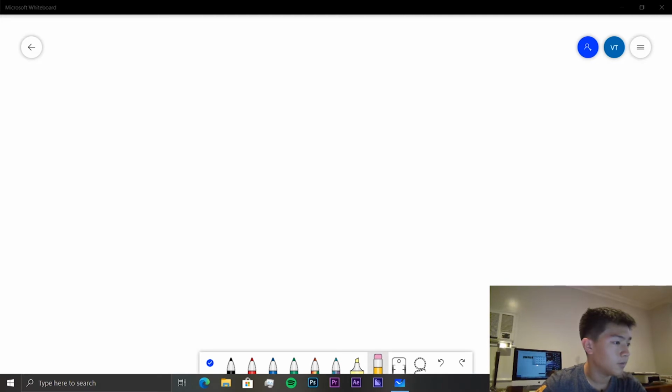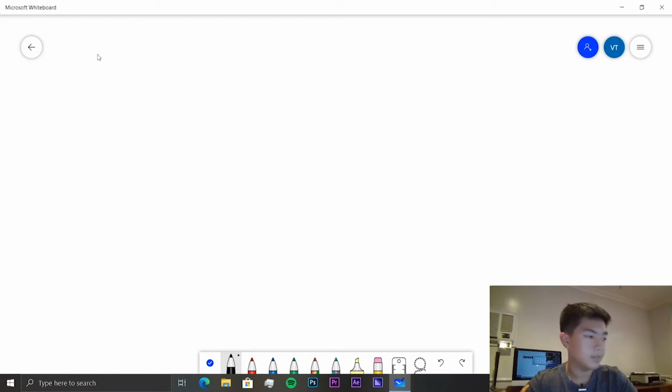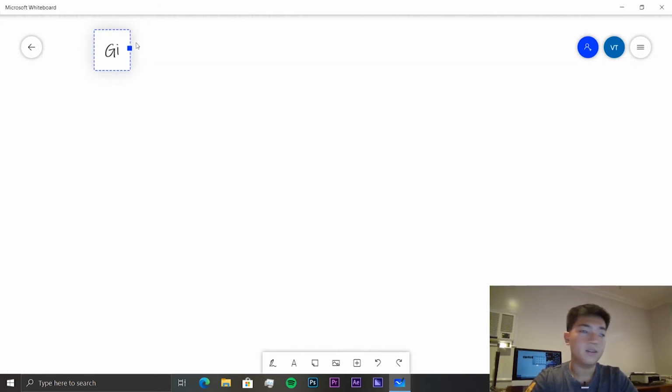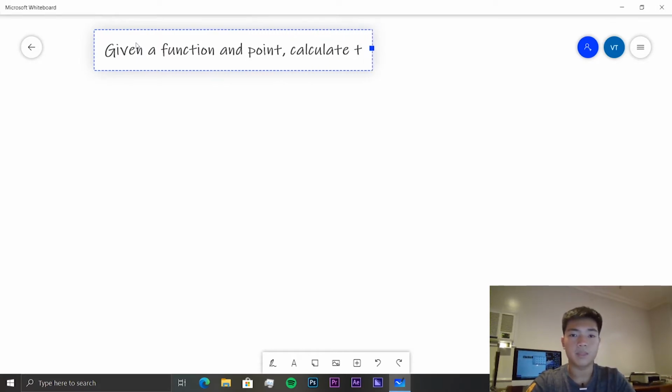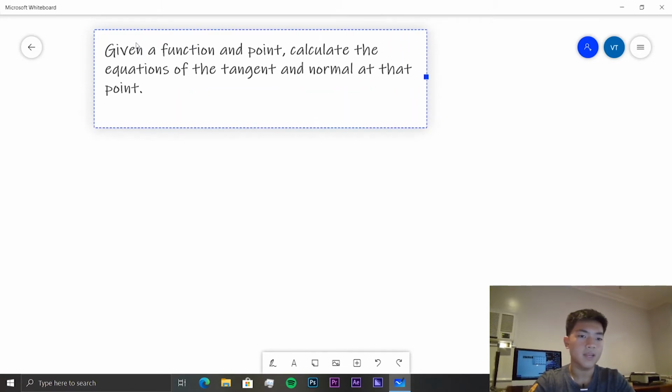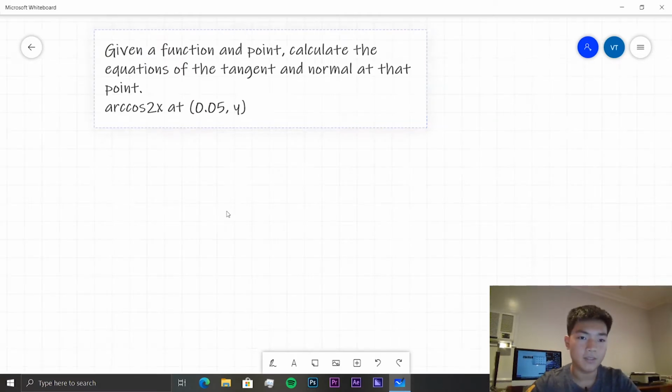I'll start from the second one. So given, let's write this down. Given a function and point, calculate the equations of the tangent and normal at that point. And the function is arc cosine 2x at the point 0.05, y. So whatever the y value is at that point.